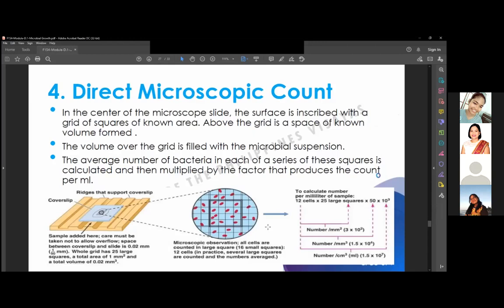So ganun pa din siya, no? You use a counter that has grids, no? And then you count the representative sample of your sample, you count the known volume. And then there is a computation on that, no? Depende sa ginagamit mong counter. So, I believe bawat counter, they have their formula kasi iba-iba din yung size nila. So, it takes a little practice before mo siya gamay itong direct microscopic counting.